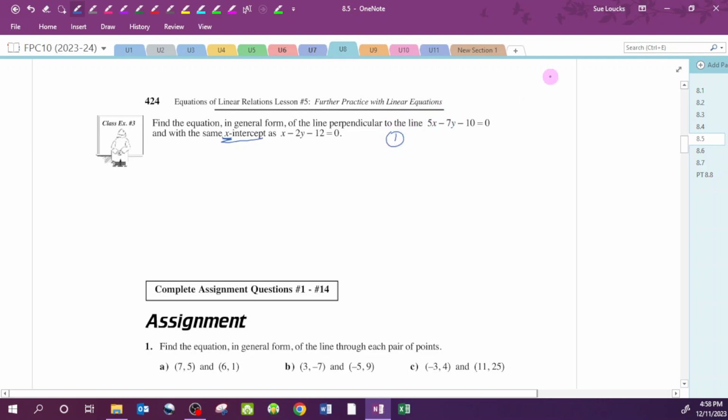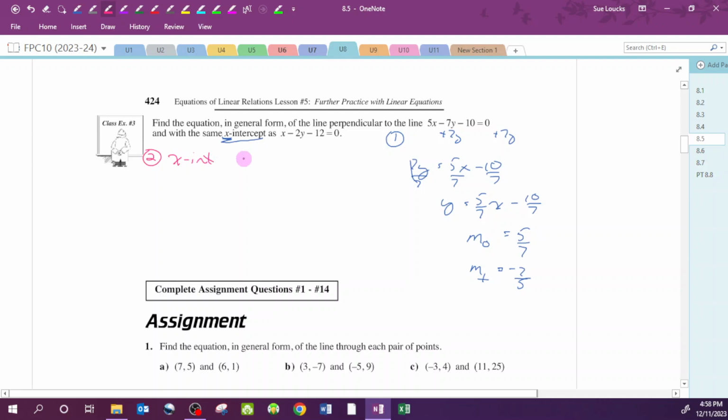Okay, so I want it in slope-intercept form, so I'm going to add 7y on both sides, and I have 7y equals 5x minus 10, divided by 7. Y equals 5 over 7x minus 10 over 7. So my initial slope is 5 over 7. So my m perpendicular is negative 7 over 5. And then I need the x-intercept of that, so that's my step 2.